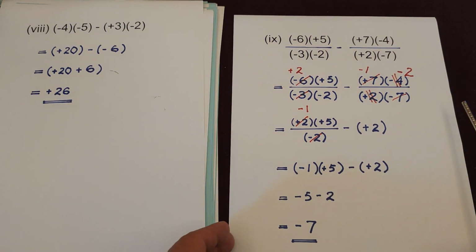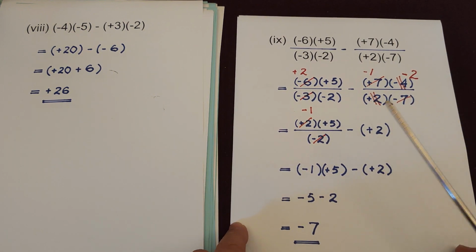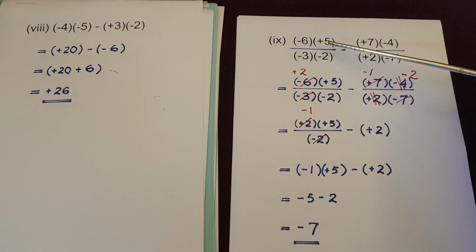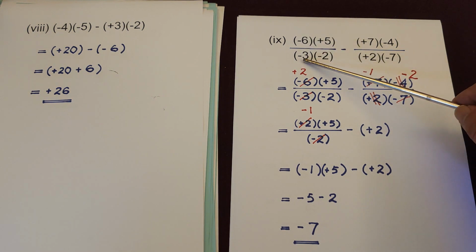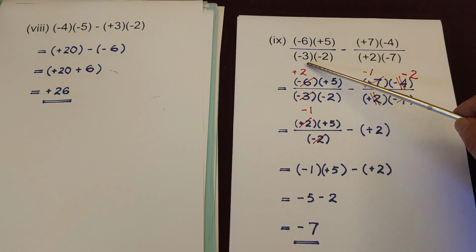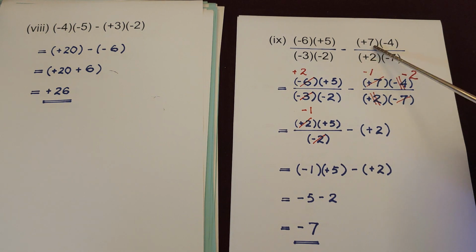Oh, here is a more complex operation. Here we have a numerator and a denominator. The numerator is negative 6 and positive 5. And the denominator is negative 3 and negative 2 here. Okay, and this is the first term, and this is the second term.